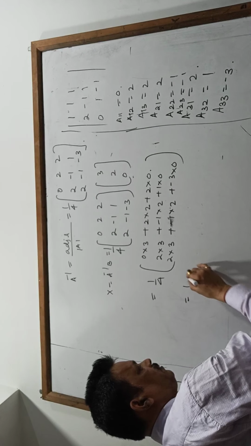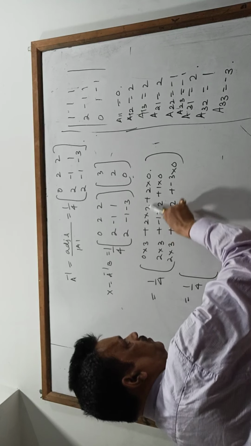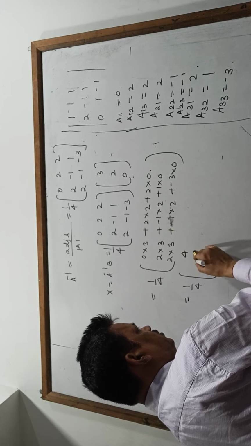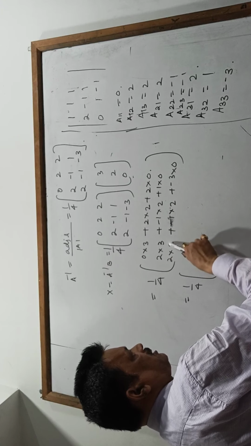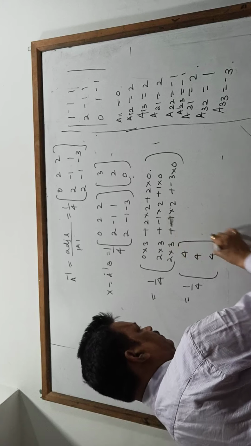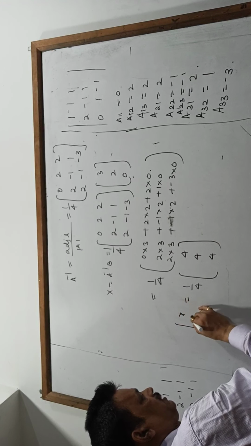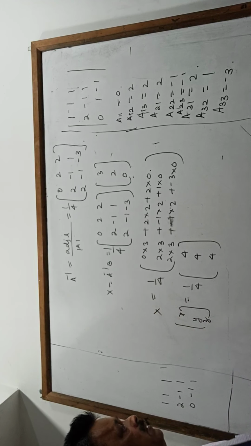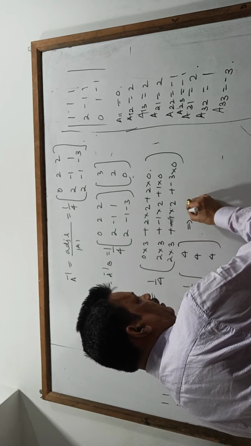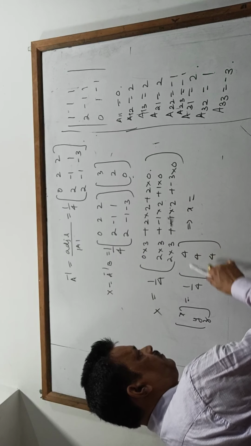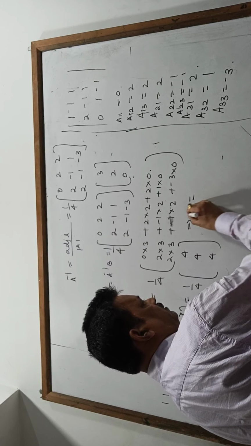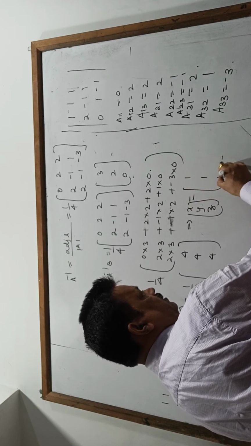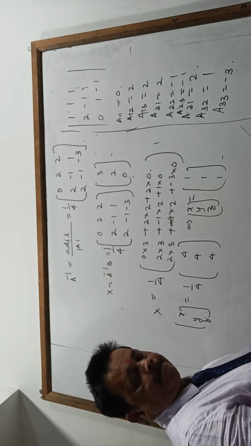So what did you get? 1 upon 4. It is 4 here. 6 minus 2 is also 4 here. So this is the value of x, y, z. Implies x, y, z equals 4 by 4, and if you divide by 4, it is 1, 1, 1. This is our solution.